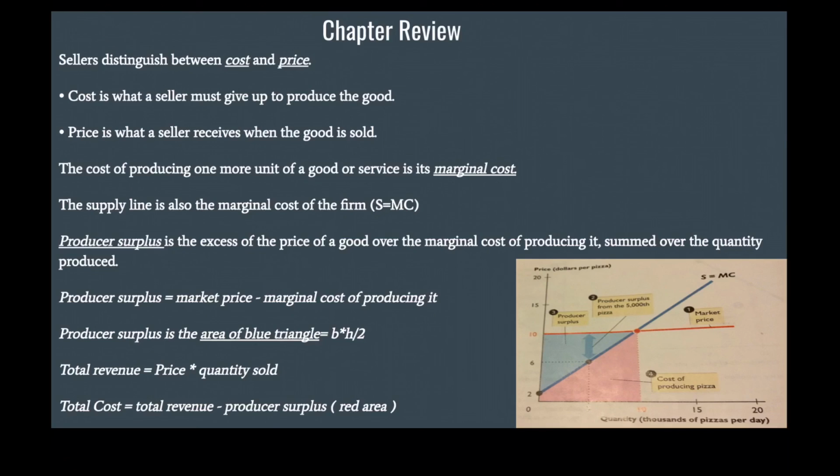Producer surplus is the area of the blue triangle, that is base times height divided by 2. Total revenue equals price times quantity sold. Total cost equals total revenue minus producer surplus, that is the red area.